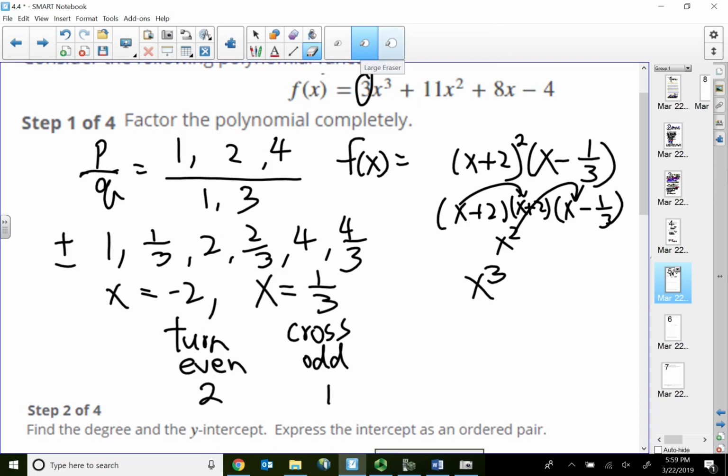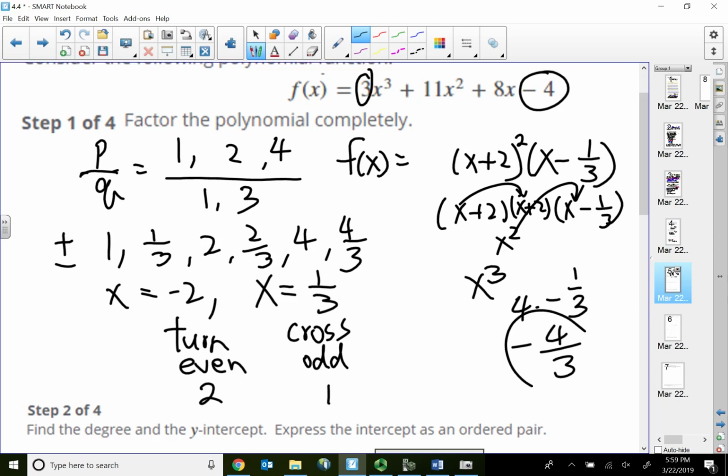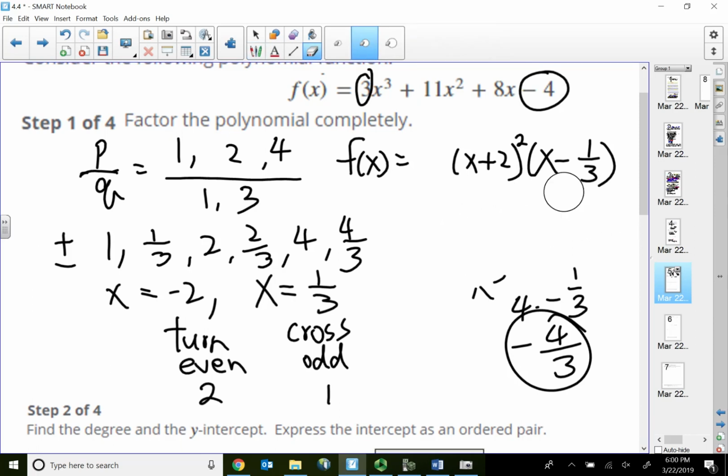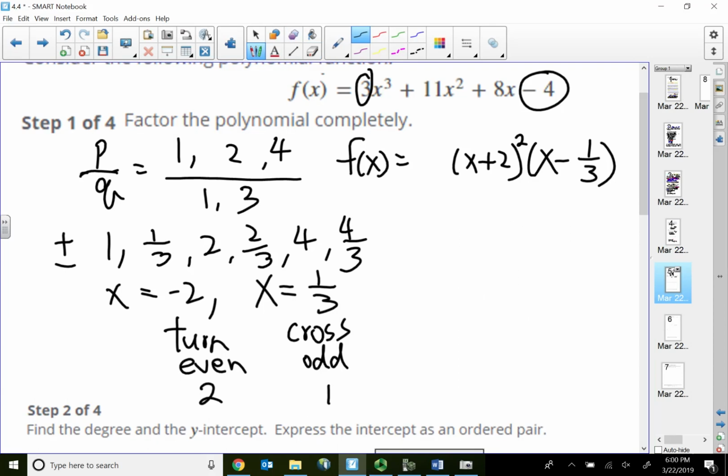There's a way to actually find it, because I can use the y-intercept concept. Think about this. The y-intercept needs to be negative 4. Right now, if I take 2 times 2, that's 4. 4 times negative 1/3 is actually negative 4/3. Negative 4/3 is not negative 4. So if I use the y-intercept concept that we learned previously, y-intercept means find y when x equals 0.